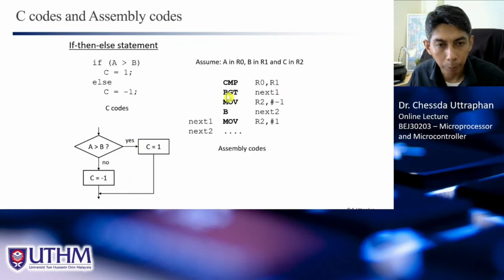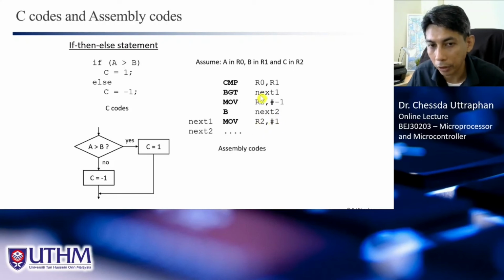BGT, branch if greater. All right, B is branch if greater, means that if R0 is greater than R1, we go to this label, right, or branch to this label, next one. So this label is next one. It will skip this line and go to next one. So what is next one? When greater, yes. When greater, we put C equal to 1. So in this case, C is in R2. So we move 1 into R2. So this is C equal to 1.